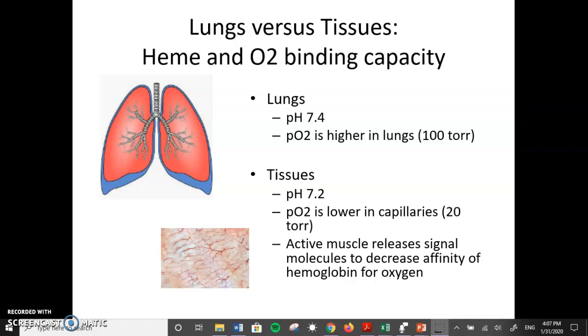So the pH in the lungs is about 7.4, and the partial pressure of oxygen is higher in the lungs at 100 torr versus the tissues where the pH is 7.2, so lower than that of the lungs, and the partial pressure of oxygen is lower in the capillaries at 20 torr. There's even a signal molecule that's released by active muscle that decreases the affinity of hemoglobin for oxygen. So here we see that the binding capacity of oxygen and heme in the tissues is lower than that of the lungs.